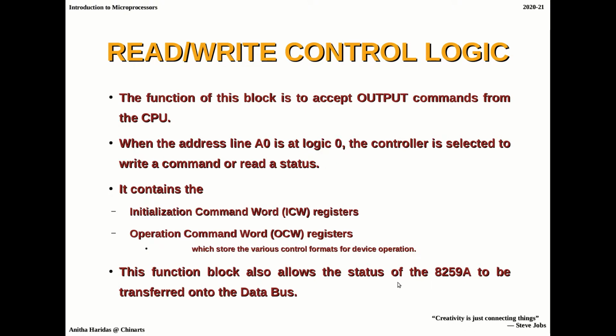So what you have to understand here, in the read-write control logic, if the A0 line is 0, the controller will be selected for writing a command or for reading the status, which can be done by using these two registers. And these two registers are used for storing some kind of commands. What are the two kinds of commands? One is the initialization command, the other one is the operation command.